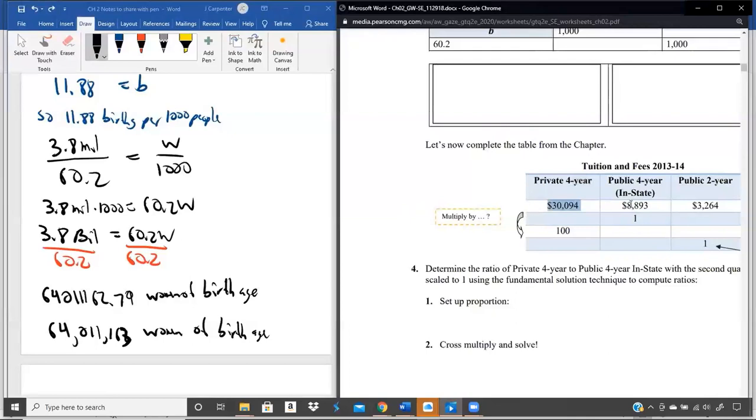So they're saying these were the average tuition and fees across a whole bunch of different places in 2013 and 14. These numbers have gone way up, like tuition does. But that's okay. Old numbers are fine to understand.